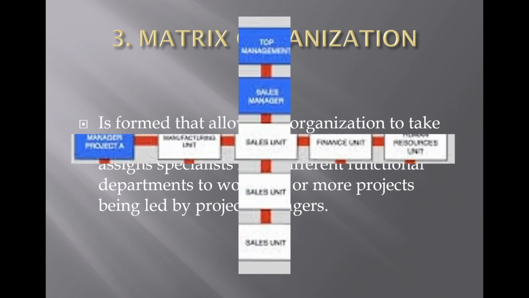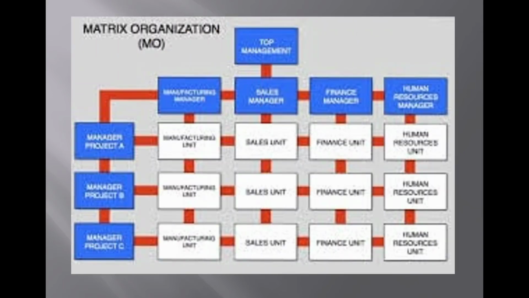Meron din akong example ng matrix organization. There are two kinds of managers. Una is yung functional managers. When we say functional manager, ito yung mga mag-manage ng tao. Next is the project managers. Project managers, ito naman yung mga nagmamanage ng resources, asset, necessary for successful project sa isang company.